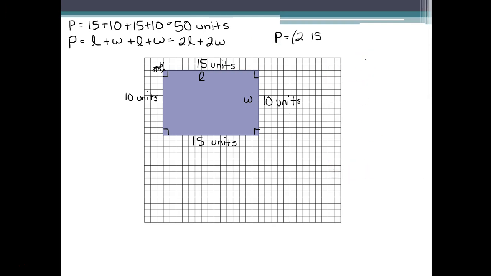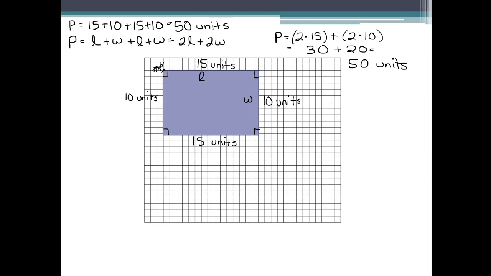Alright, 2 times 15 plus 2 times 10. So you get 30 plus 20, which still gives you 50 units. It gives you the same result because you're essentially doing the same procedure there, because multiplication is repeated addition. So you get the same answer.